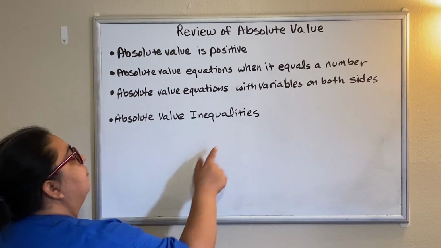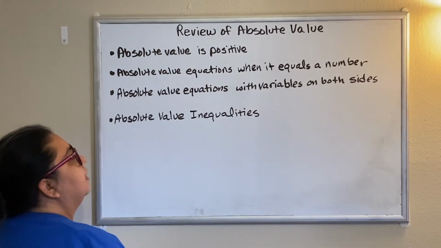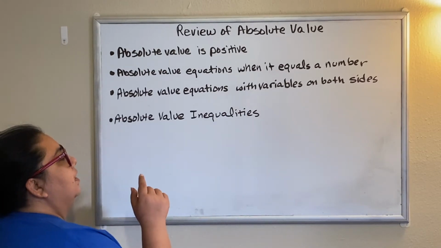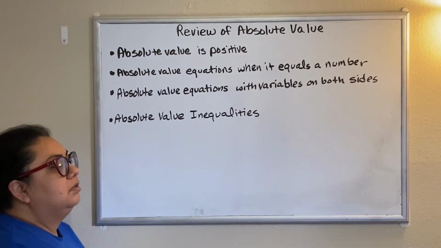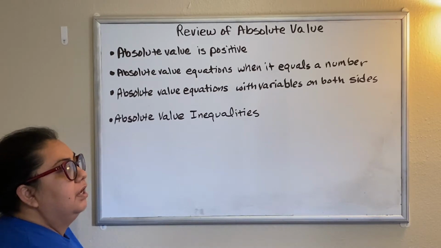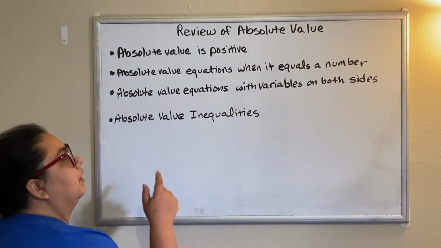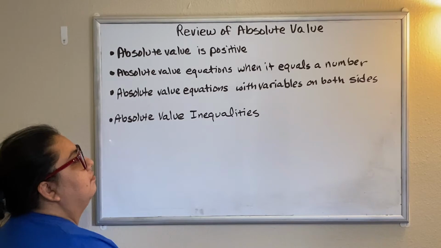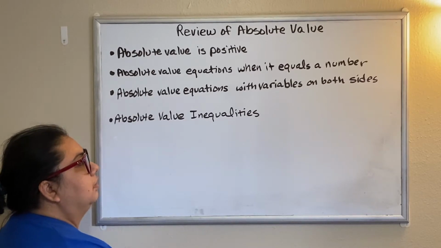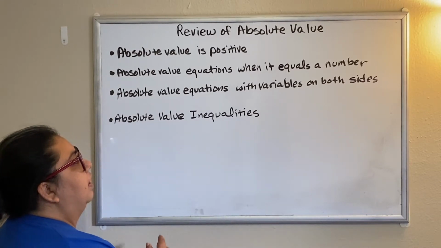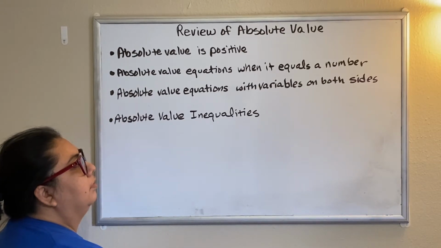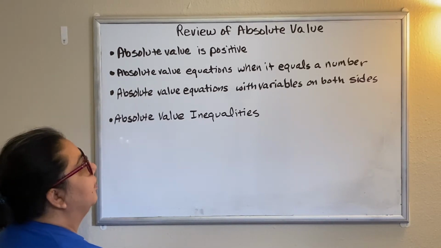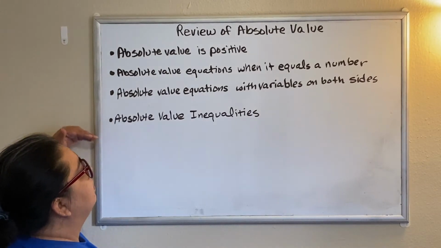If your absolute value inequality has an inequality to a negative number, then your answer is either going to be all real numbers or no solution. If your absolute value is less than a negative number, well, that would be no solution. If your absolute value is greater than a negative number, that would be all real numbers. So, those are all the topics we've covered this week.